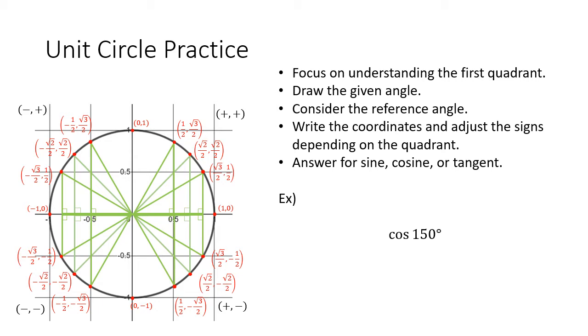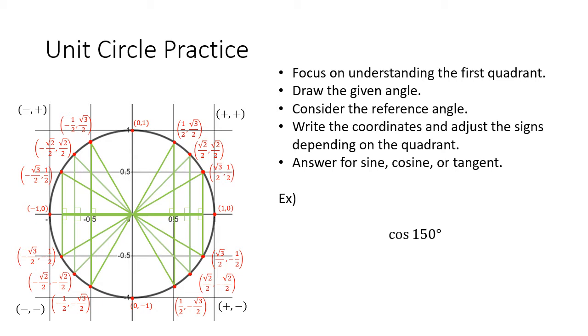Write down what the coordinates would be, and then if it's asking for sine, put that y value. If it's asking for cosine, put the x value. If it's asking for tangent, divide y by x. Or if over time you memorize how tangent works, you can just write it and then adjust the sign depending on where it is.